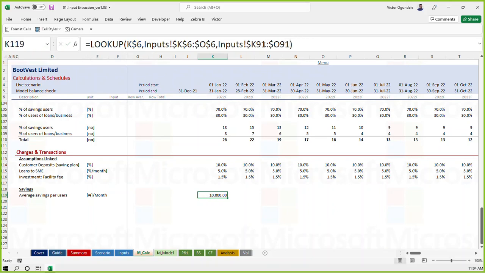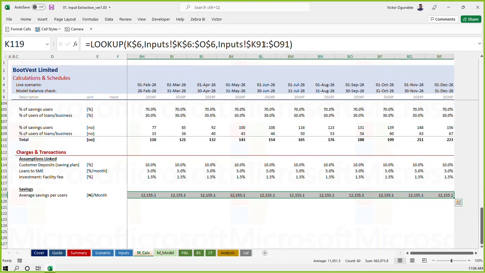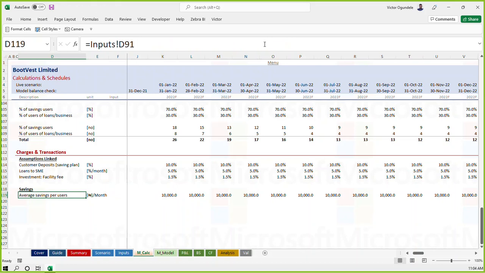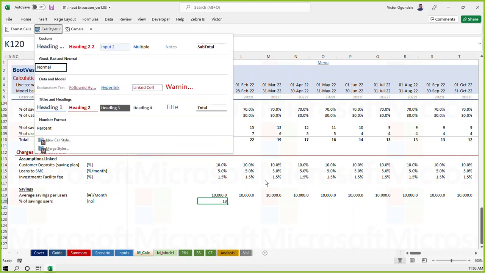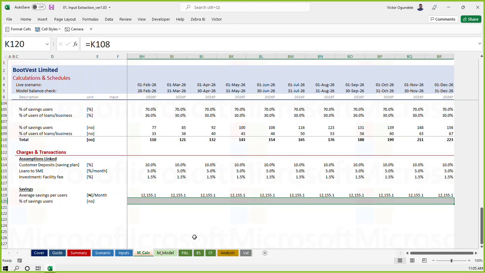Please, you can always ask a question. I also assume you made an attempt trying to do this during your own assignment time. So this is average savings per user, and we are saying how many users are we going to have for the savings part, which we've calculated up here. So let me link that up here and put a note so that we know that this is being linked. Then copy to the right.